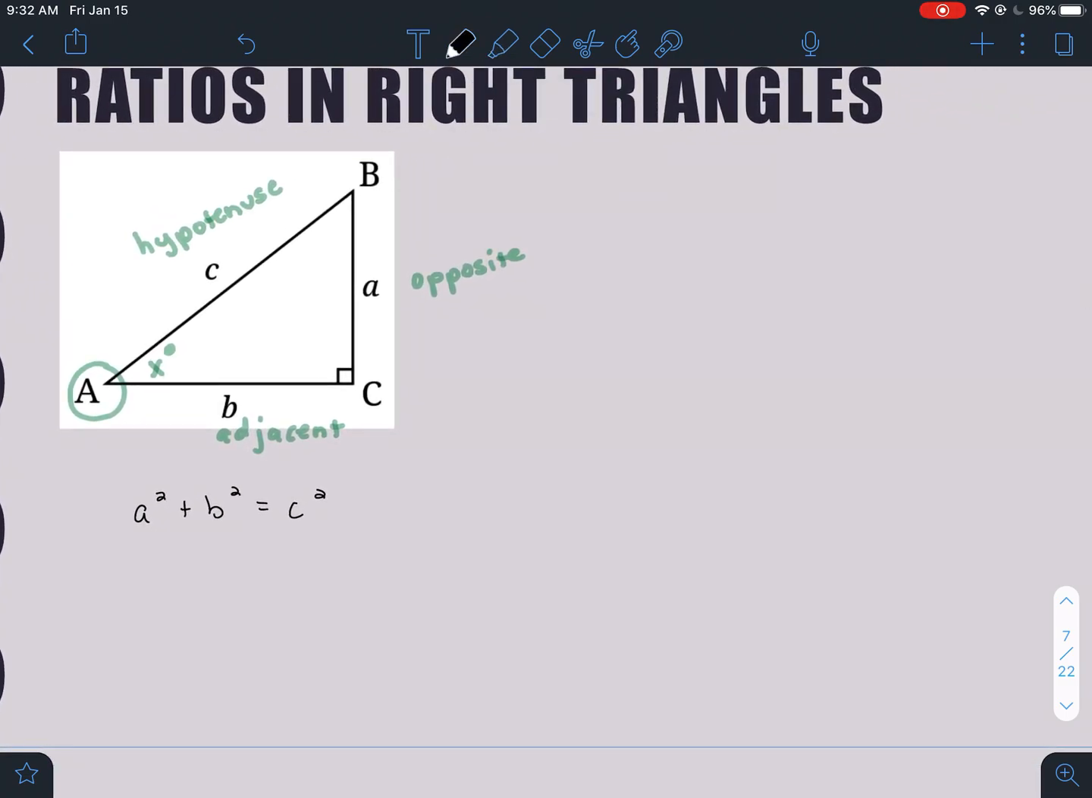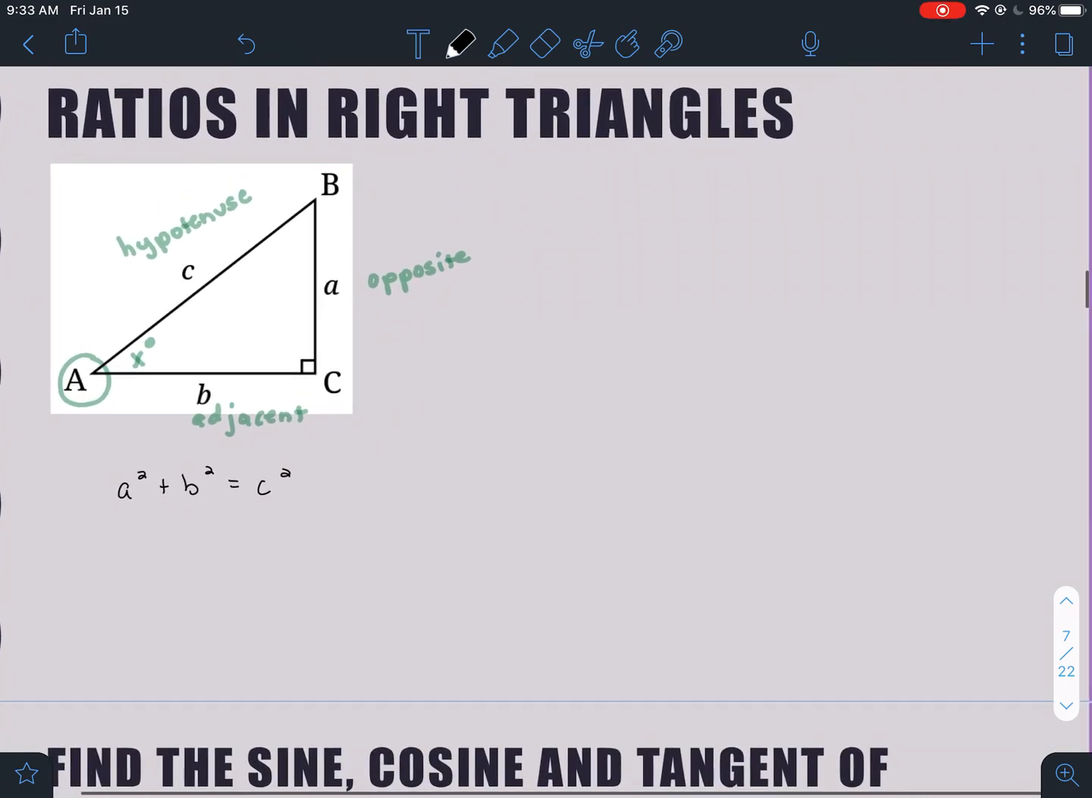Well, now we can do ratios of the sides, meaning we could make fractions of the sides. So we could do the opposite side divided by the hypotenuse. We could do the adjacent side divided by the hypotenuse. We could do the opposite side divided by the adjacent side, and we would get fractions. Those fractions are our trig ratios. So we have a little mnemonic device to help us remember which sides go with which trig ratio. We call that mnemonic device SOH CAH TOA.